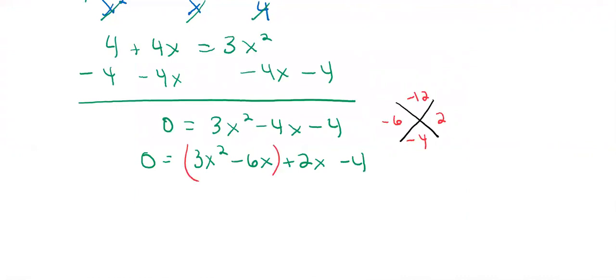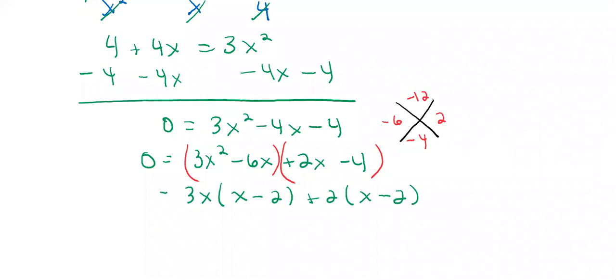And I'm going to go ahead and factor by grouping now. So in this first term, I'm going to factor out 3x, and I'm left with x minus 2. Second group, I can factor out 2, and I'm left with x minus 2. So my blob is x minus 2, and I'm left with 3x plus 2.